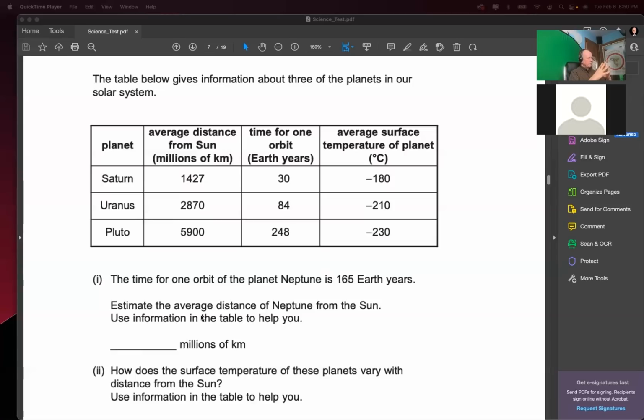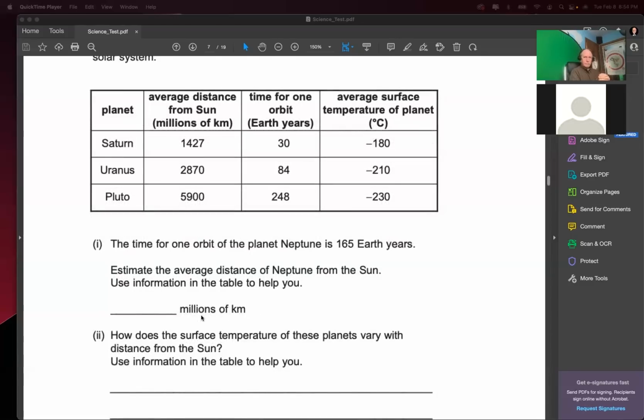So are we allowed to use a calculator for this? Yes, if you wish. Okay, sure. Give me just a second. Take all the time you need. Okay, I was double checking it. I didn't want to give a wrong answer.